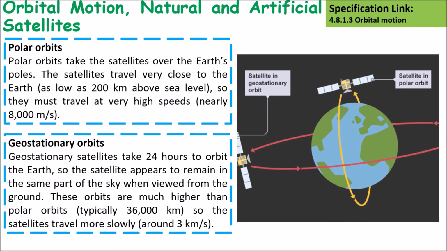Polar orbits take satellites over the Earth's poles. The satellites travel very close to the Earth, so they must travel at very high speeds.